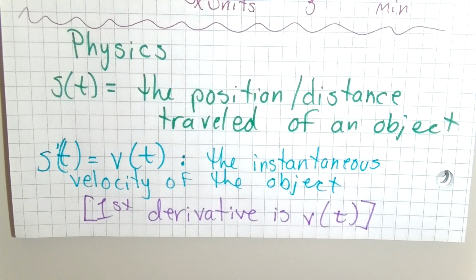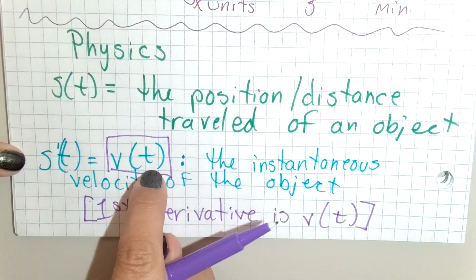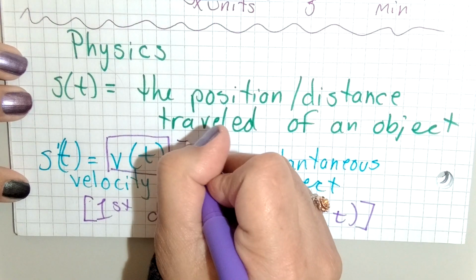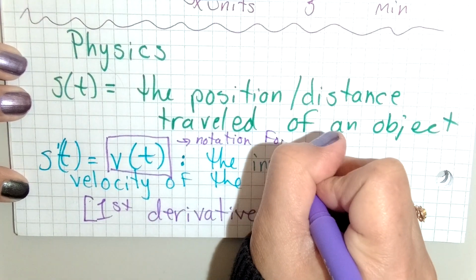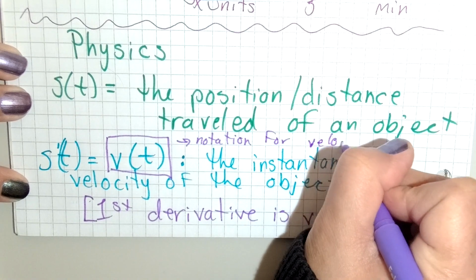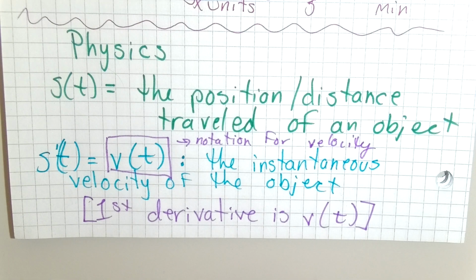The first derivative is velocity. When we are doing these problems, you're going to need correct notation. If I ask you for the velocity function, this is the notation for the velocity function. Questions? I know this is a lot of vocabulary, but you'll understand it hopefully.